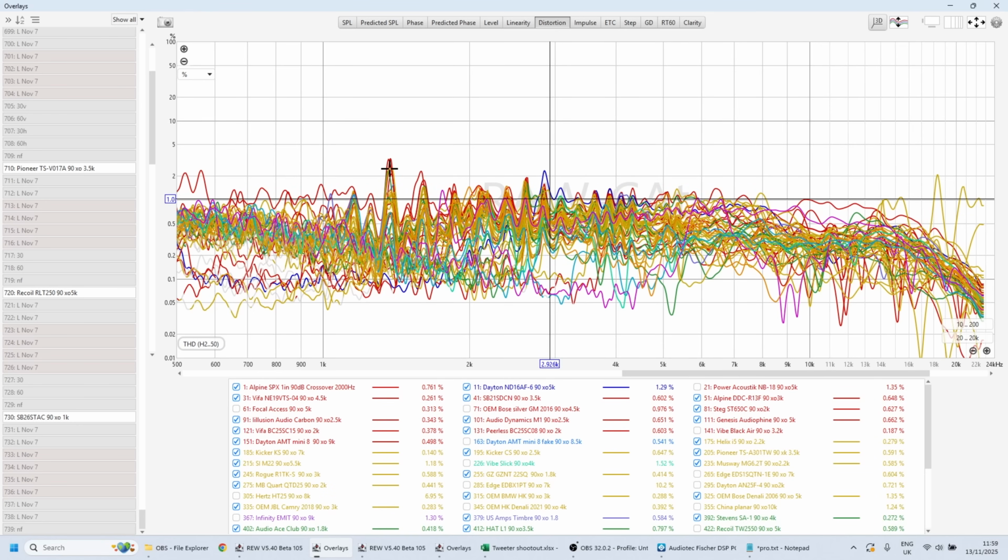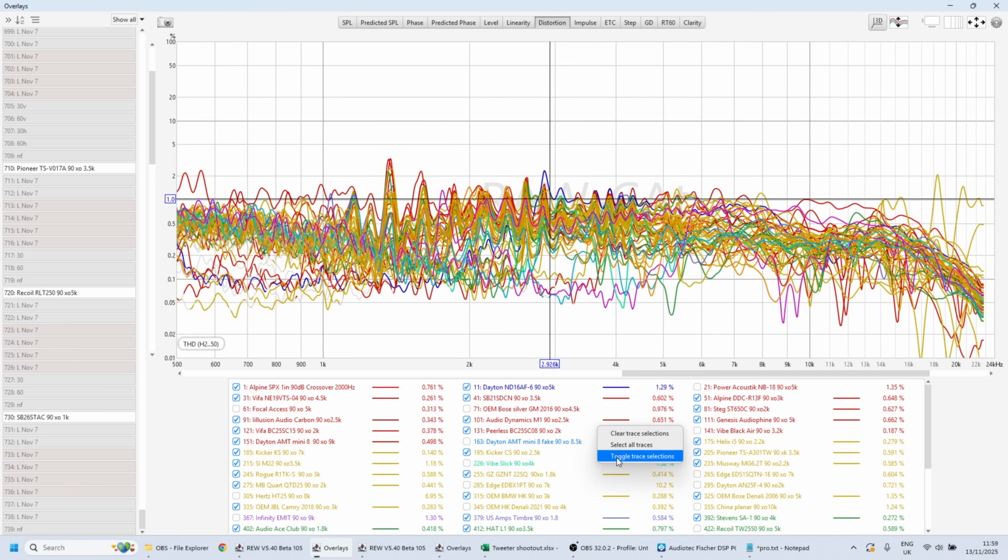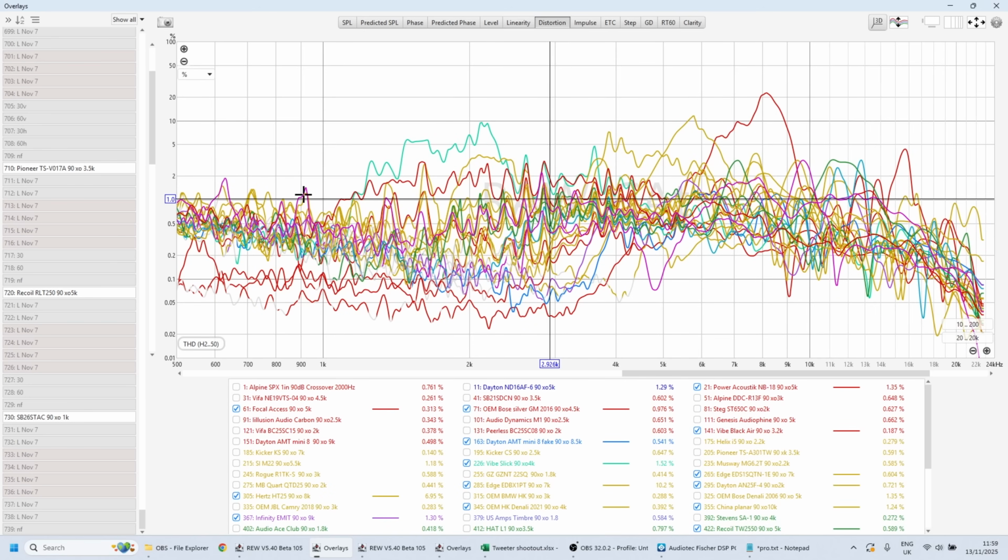Yes, we do have this little peak here. Again, just a few exceptions. We're looking for something majorly different. And majorly different is the toggled-off traces. All of these drivers, these are the ones that are way above 1% for one reason or another.